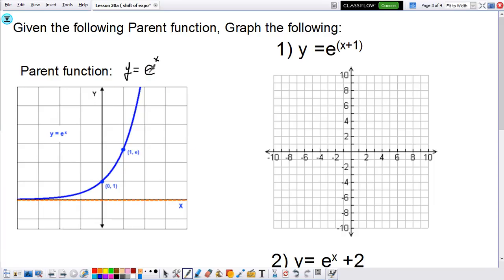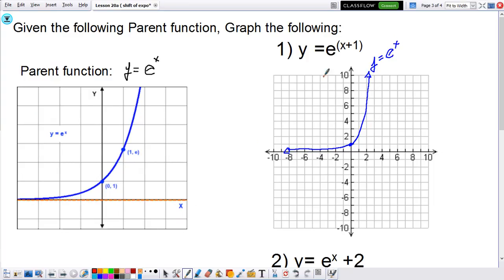Let's graph the original. e to the x is always going to have this shape, and it's always going to pass through 0 and 1. So here we have our function. We know that the original is going to look something like this. Right now we're not too concerned about how my function looks, just how it is going to be moved. So here in blue, we have our original, the graph for e to the x.